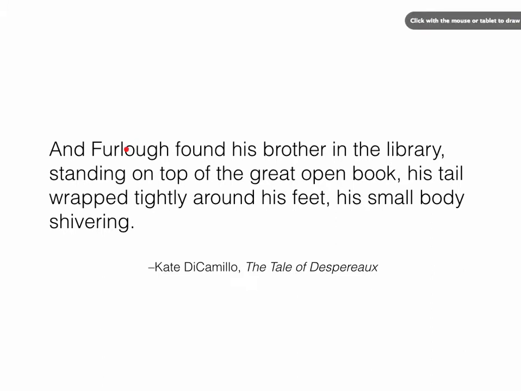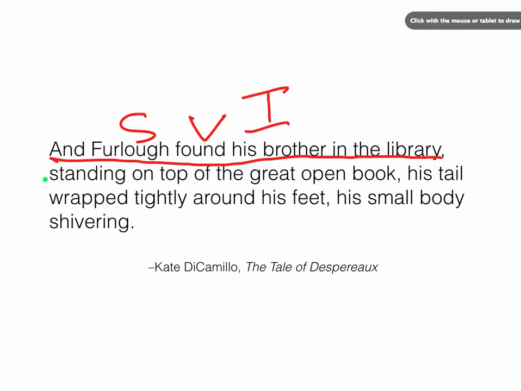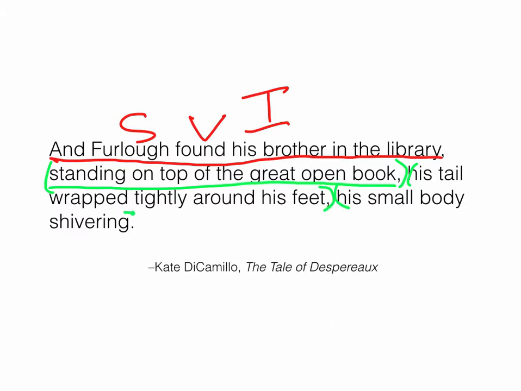Looking at another example, "And Furlow found his brother in the library." So, you know, "and" is probably not the best way to start a sentence, but it still is okay grammatically. So we've got a subject here, Furlow. What did he do? He found. So this is a complete sentence. This is an independent clause. And attached to it, we have standing on top of the great open book, and his tail wrapped tightly around his feet, and his small body shivering. So here we have three.